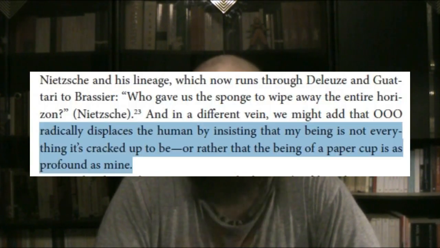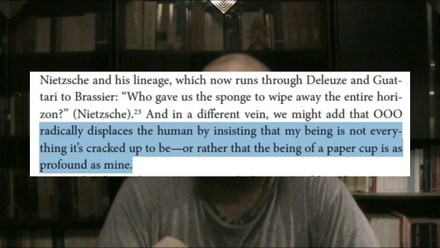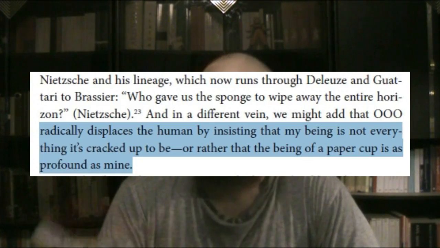But the fifth insult is, according to Morton, that goes to Triple O, which, in Morton's words, "radically displaces the human by insisting that my being is not everything it's cracked up to be, or rather that the being of a paper cup is as profound as mine." And so this constant decentralization leads us to reconsider the creation of meaning. So far we've been giving meaning to the world in a certain way, but each time, the meaning that we give to the world gets blown up by a revolution of some sort, and we're left to figure out what to do now.